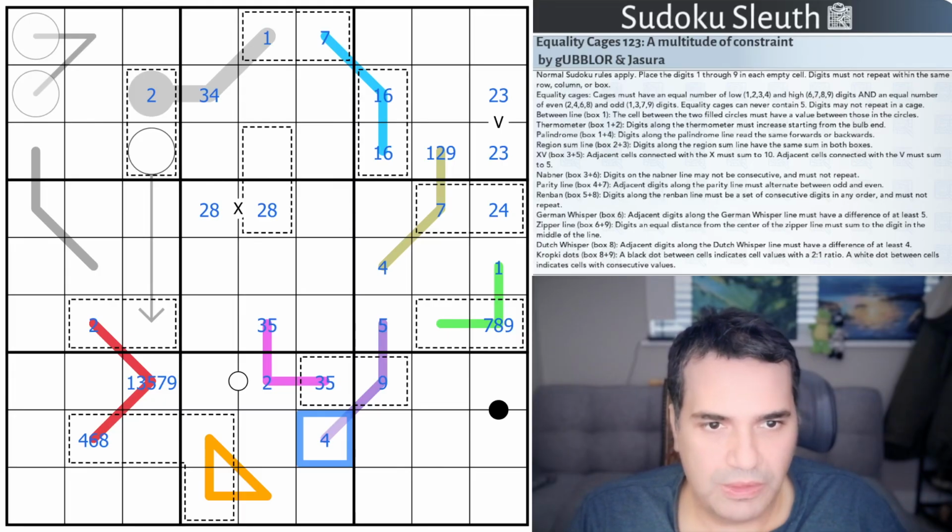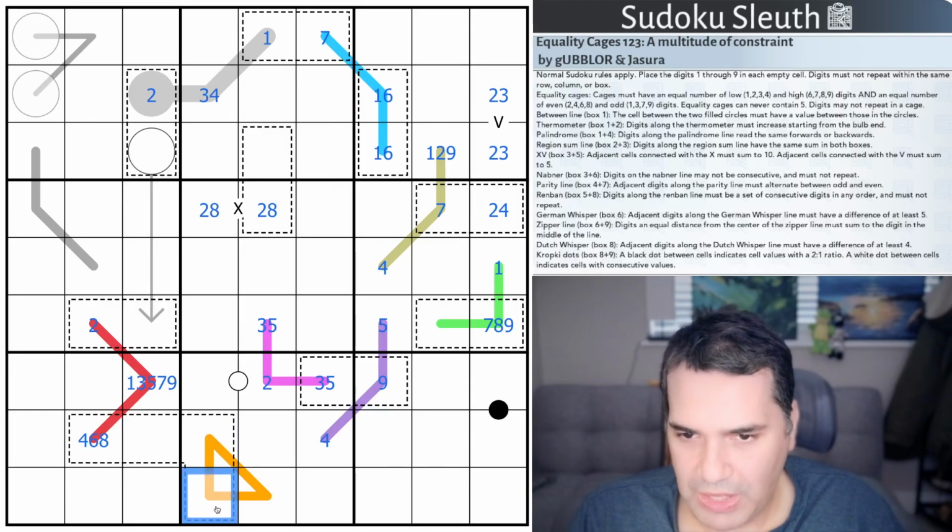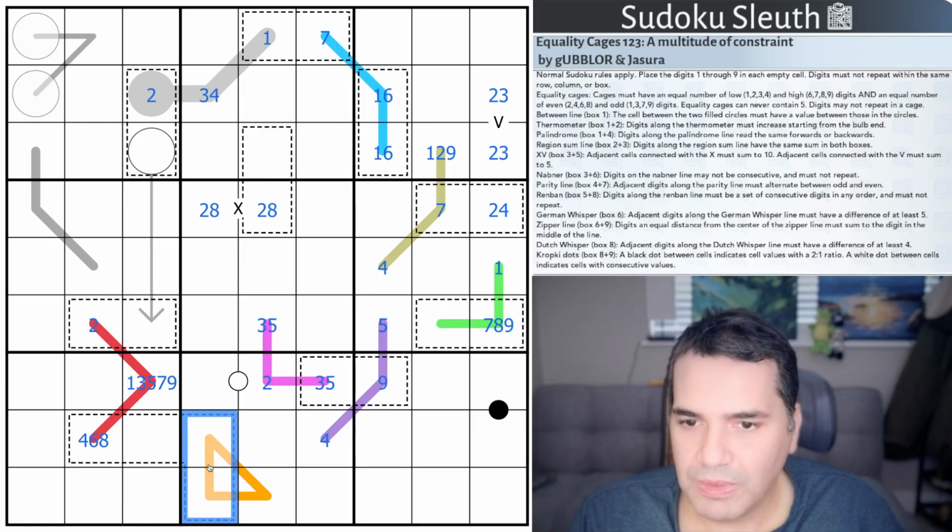Dutch Whisper in box 8. Adjacent digits along the Dutch Whisper line must have a difference of at least 4. I don't really want to walk you through this. I think it would actually solve it. I'm going to skip this one. Just remember the distance between this cell and this cell, as in, if this is a 6, this would have to be 1 or 2, for example. But that would be true for the entire triangle.